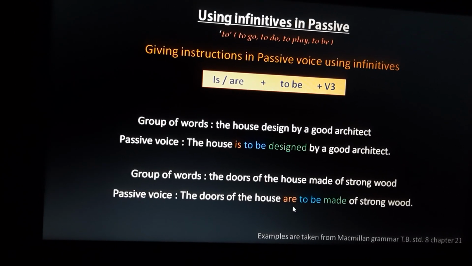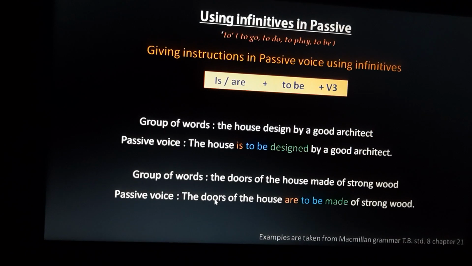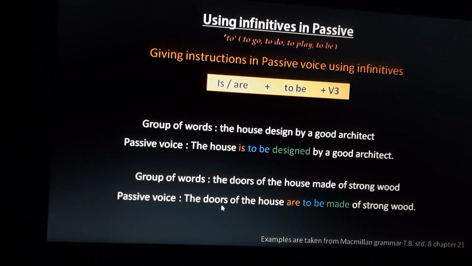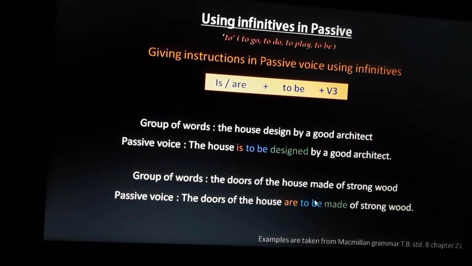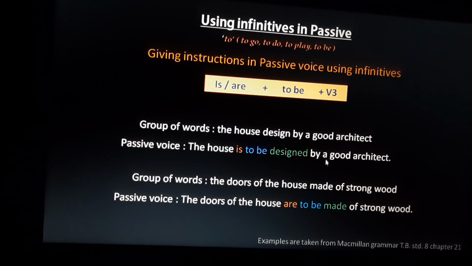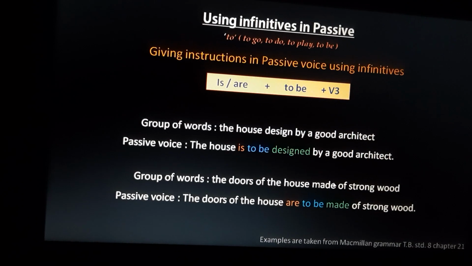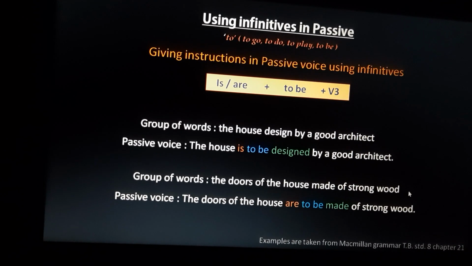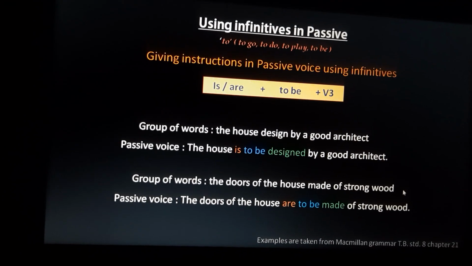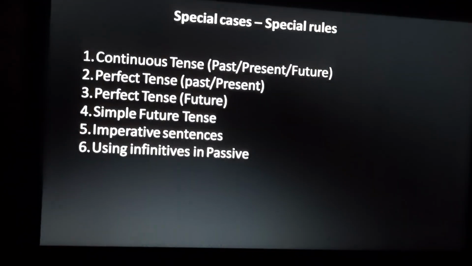We have used are here because the doors is plural. Then we have to be in the formula. So we have used to be. We have V3. Made is already in V3, so we have written as it is, followed by the rest of the sentence. So this is how we give instructions in passive voice.